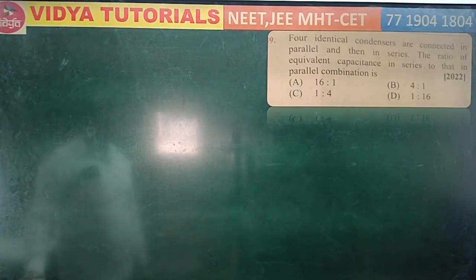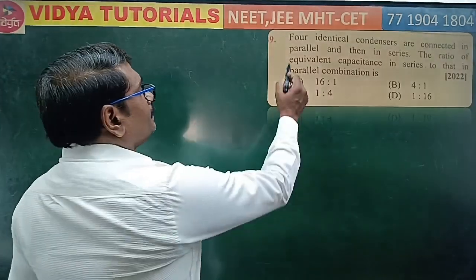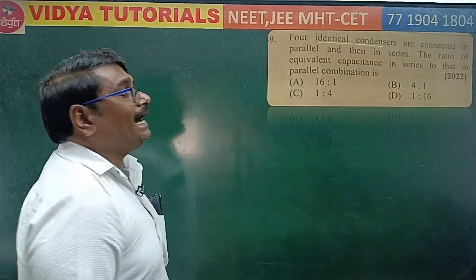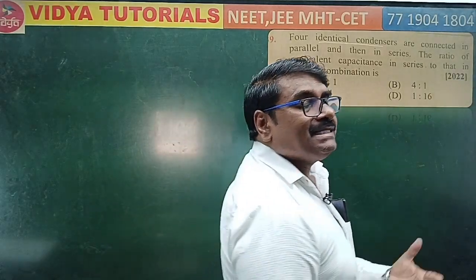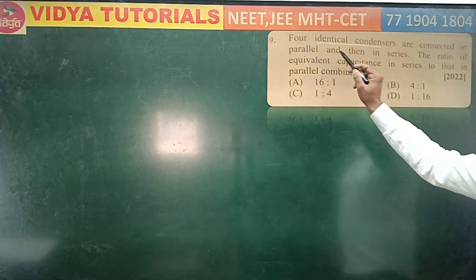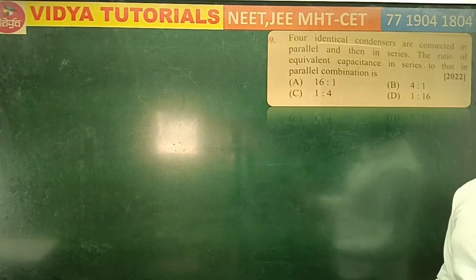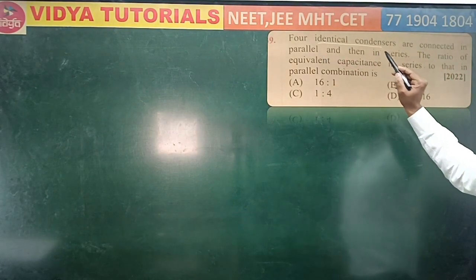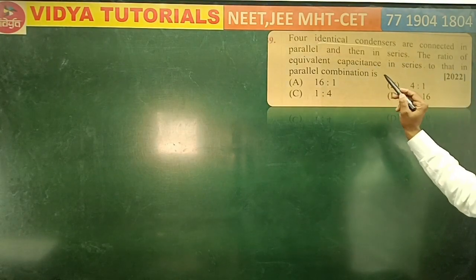Okay, now see, four identical condensers. Condenser means capacitor. How are they? They are identical, connected in parallel and then connected in series. That is, the four have the same value; identical means same value. First connected in parallel and then in series. The ratio of the equivalent capacitance in series to that of the parallel combination is?